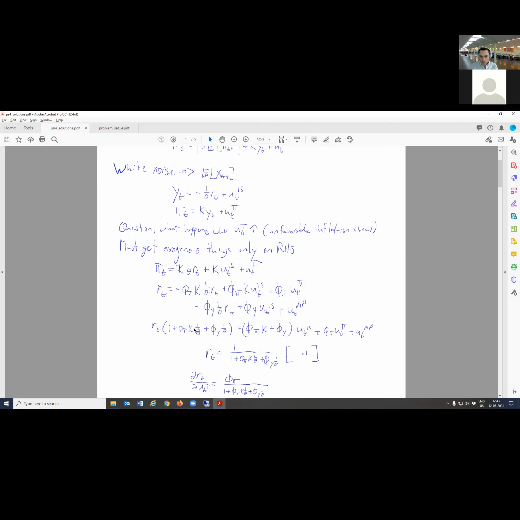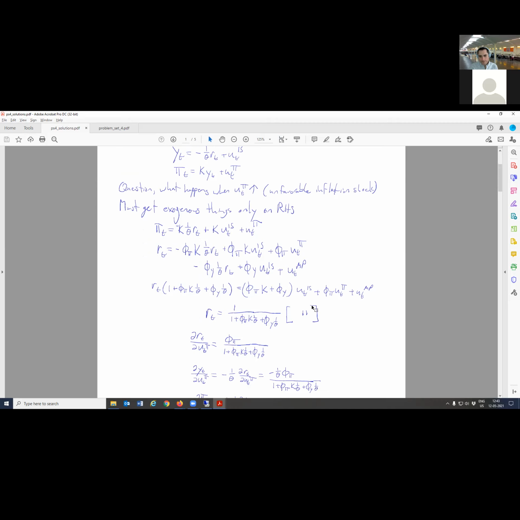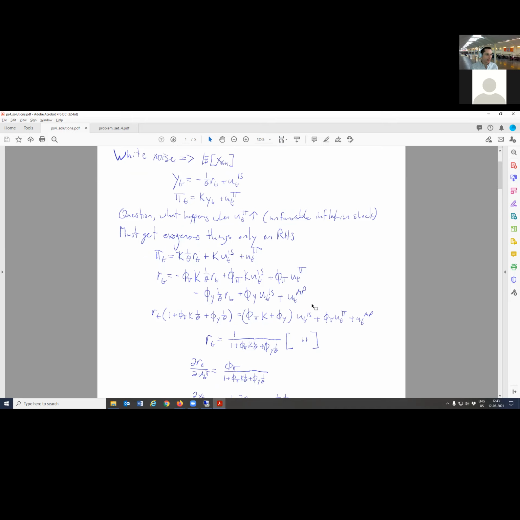So you do a little bit of algebraic manipulation. You put all the r t's on one side. You divide through by the thing that multiplies r t. And then you end up with this equation, which is r t is equal to 1 divided by this thing times everything on this right-hand side. I didn't write it all out, but that's what it is. And then I stopped there.